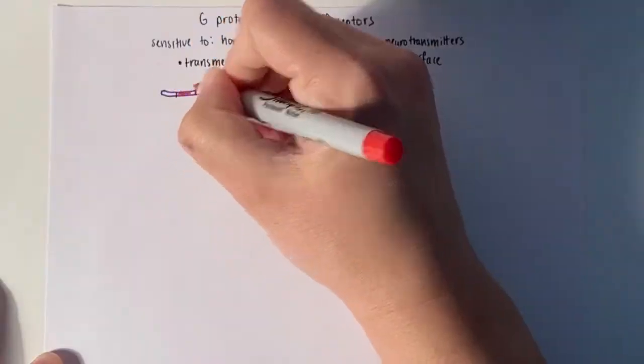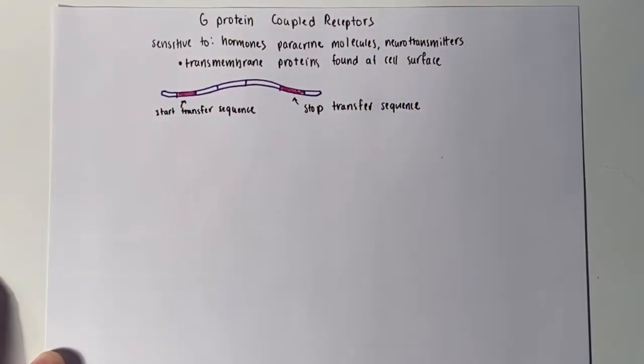They were synthesized at the rough ER and threaded through the ER membrane using start and stop sequences on an amino acid chain.